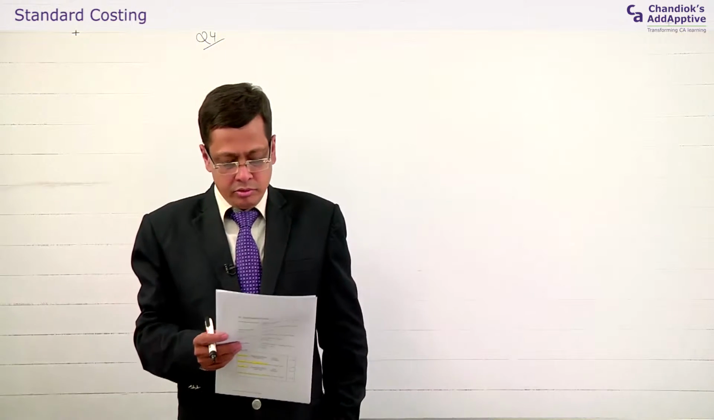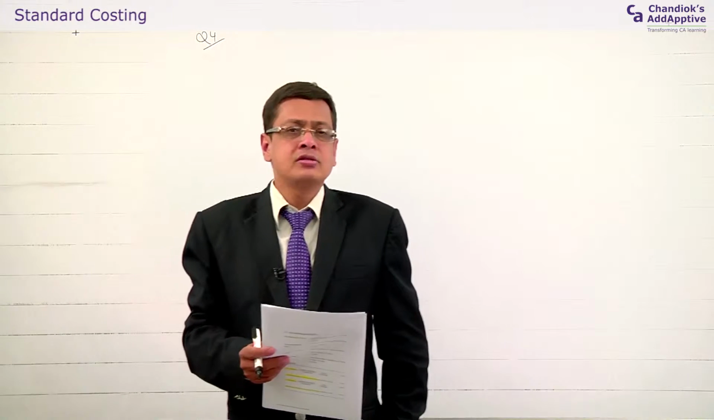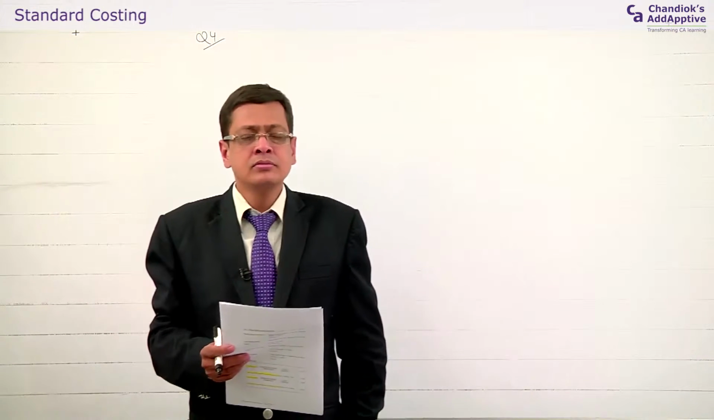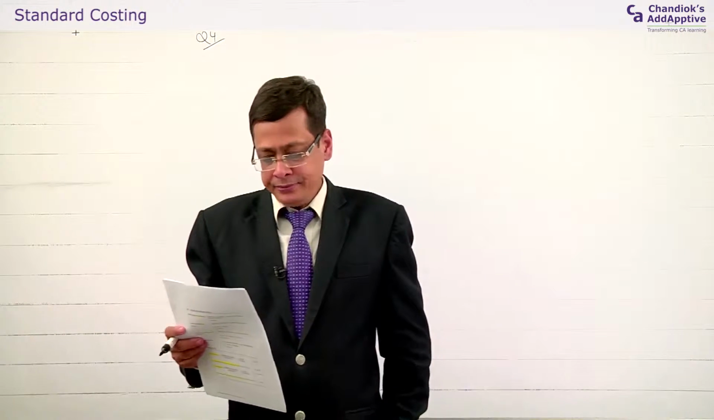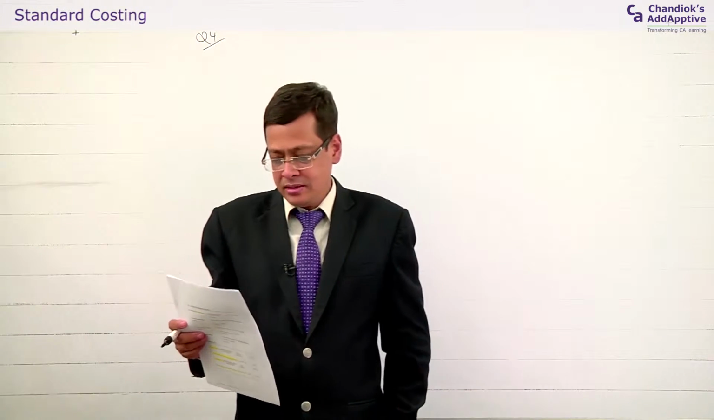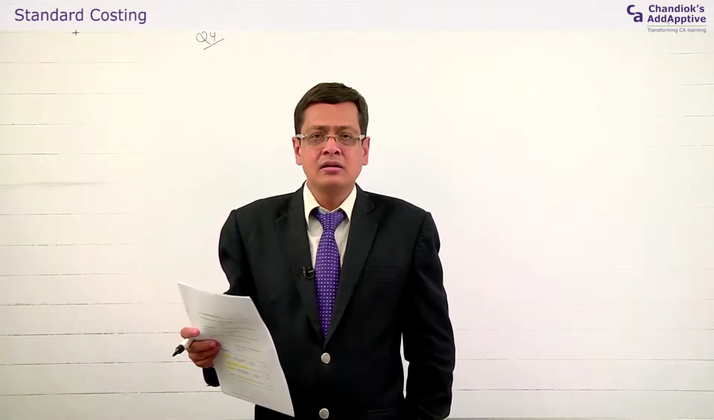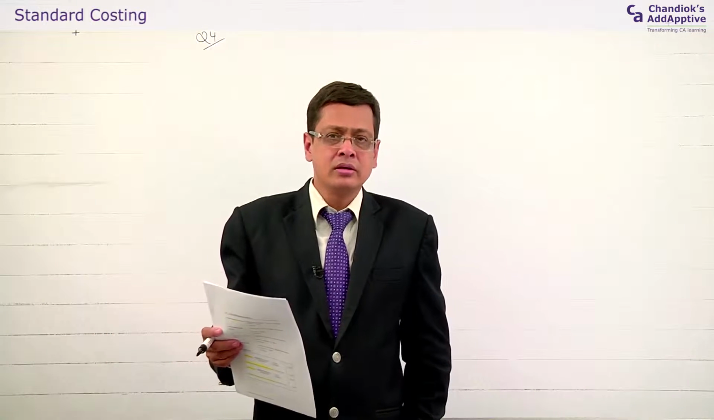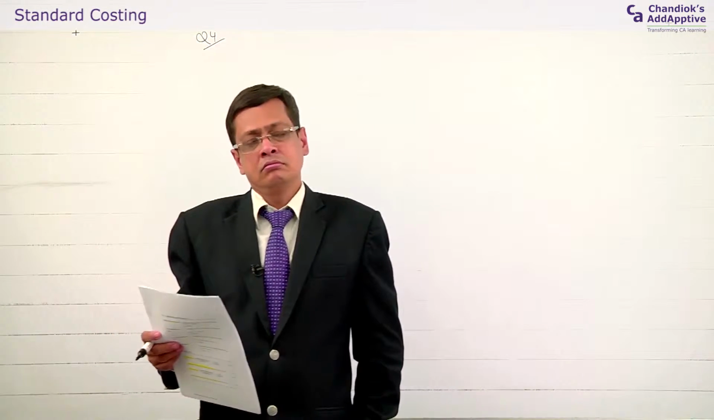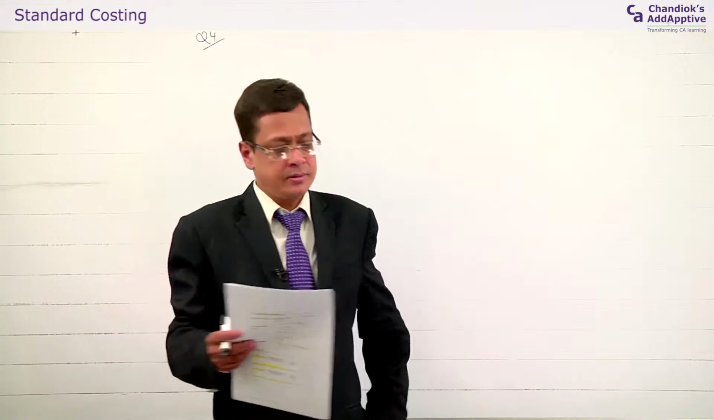Fixed production overhead variance. We are going to find the fixed overhead total variance. It is constituted by fixed overhead expenditure variance and fixed overhead volume variance. So, let us start doing the solution, and before making the solution, let us work on the chart which shows this variance.